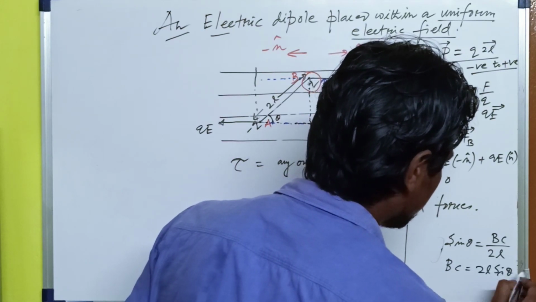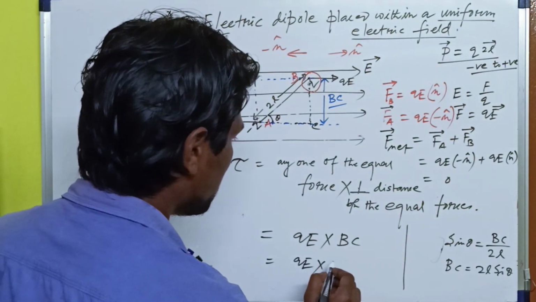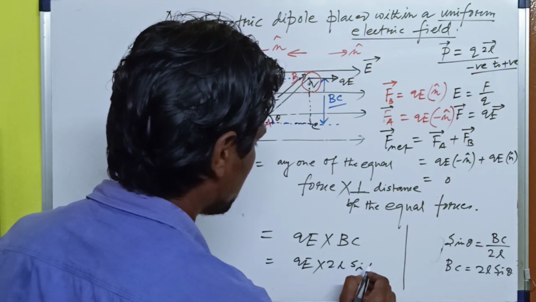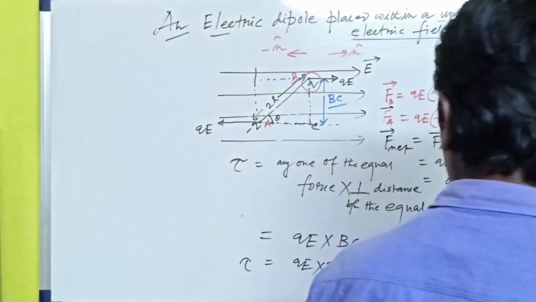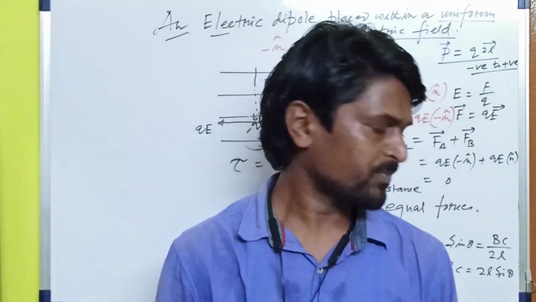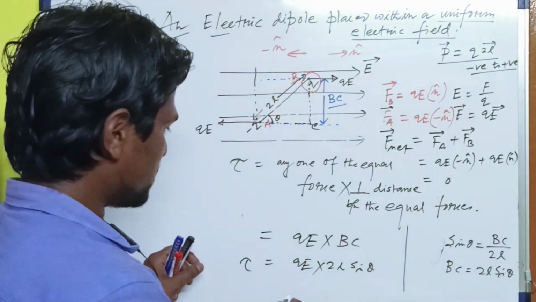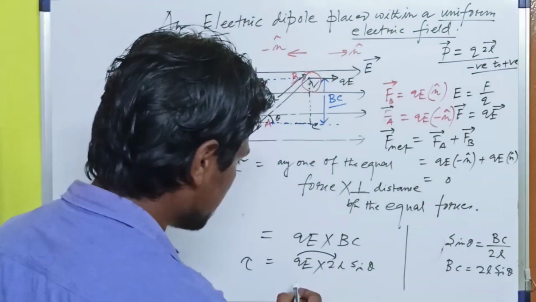Therefore, QE into 2L sine theta, that is the torque. So torque equals, students, QE into 2L sine theta. Yes, so Q into 2L means P.